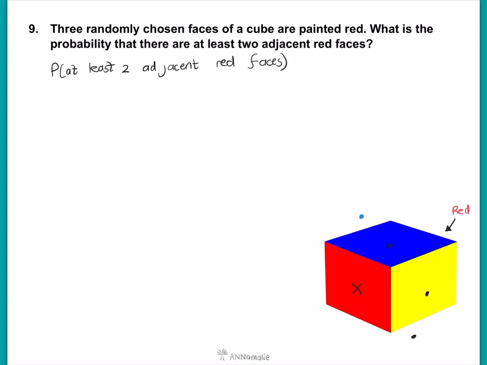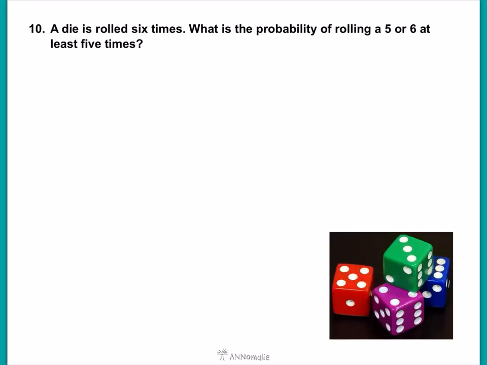will equal 1. Here is quite a difficult counting problem. A die is rolled 6 times. What's the probability of rolling a 5 or a 6 at least 5 times? So if we've got more than one method, let's look at method 1. This represents the 6 rolls. We have a sample space of numbers 1, 2, 3, 4, 5 and 6.